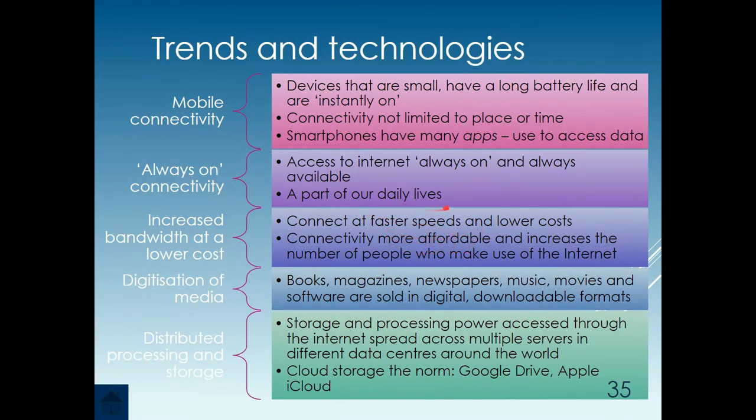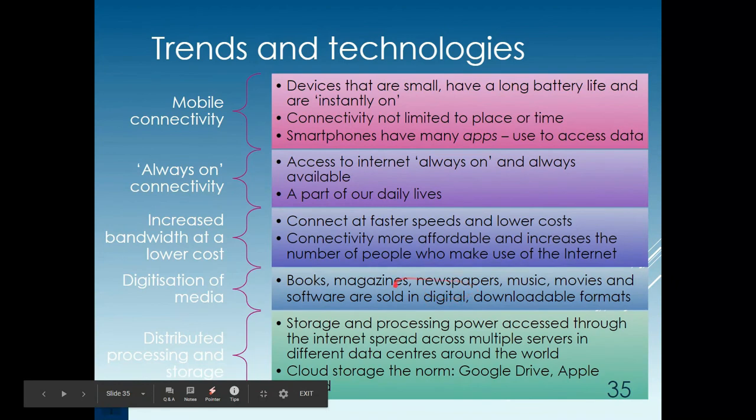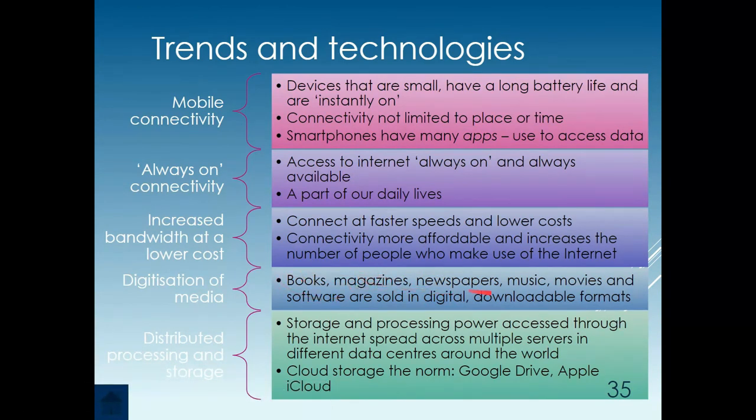Digitization of media. All the books are becoming online now. Textbooks are going online. That's why we're having ebooks now. Magazines, newspapers, music, movies, and software are now sold in digital or downloadable formats. So we're no longer getting the CDs, we're no longer getting DVDs, Blu-rays anymore. Books, magazines, newspapers, music, movies, and software are now being sold or shared digitally or in downloadable formats. Okay, so bear that in mind.